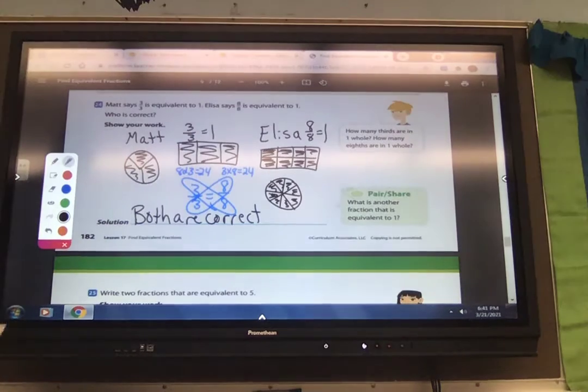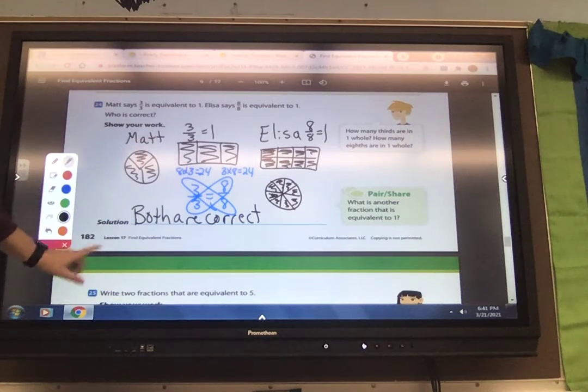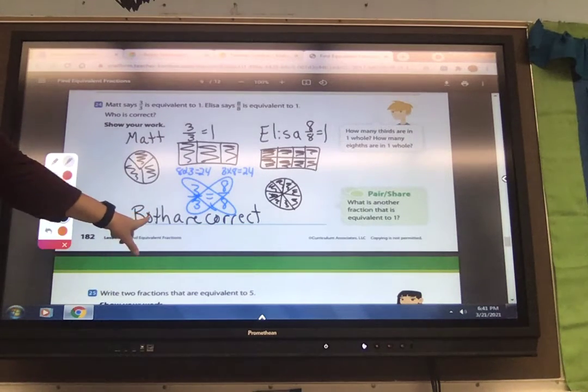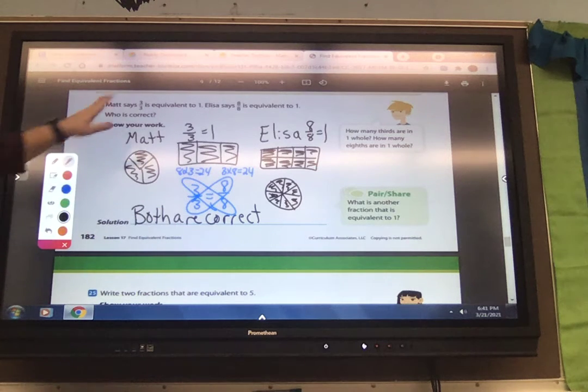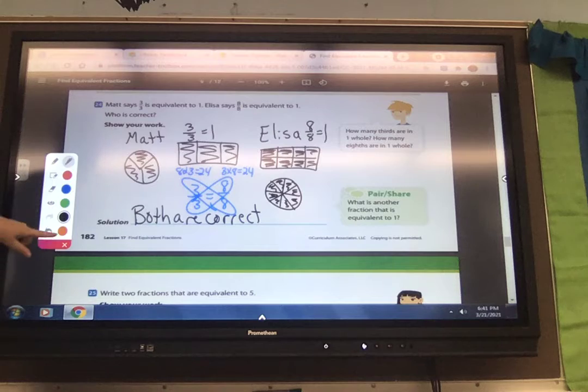My video froze, so I'm going to show this one more time. This was 182, and we were just finishing up putting our answer that both are correct. So they both have fractions that are equivalent to 1.